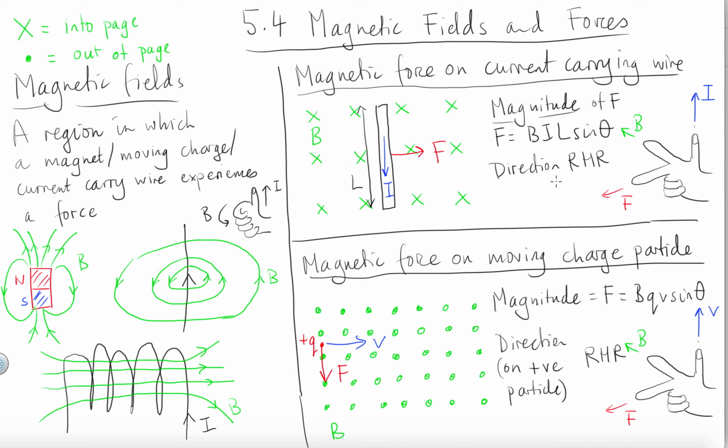And its direction, because it's a vector quantity, force, remember, it has a magnitude and a direction, is given by the right hand rule, RHR, where your thumb is the current, your first finger is the direction of the magnetic field, and your middle finger gives the direction of the force, and they have to be at right angles to each other.